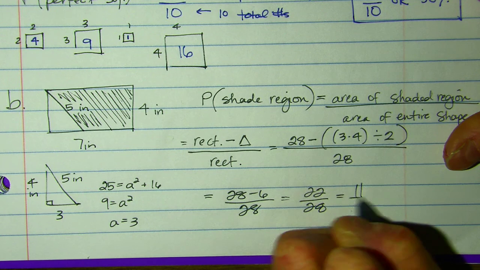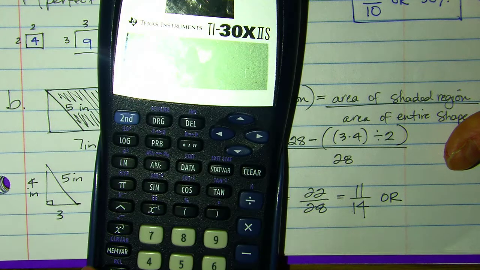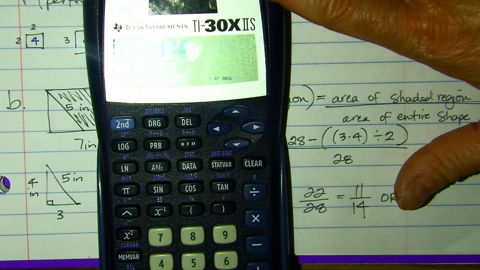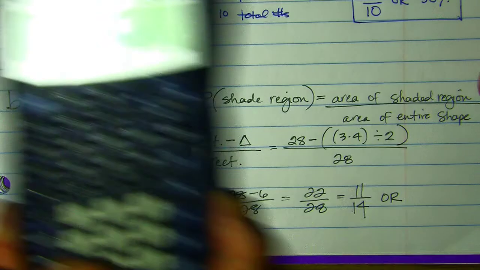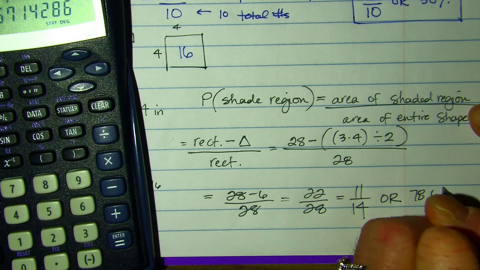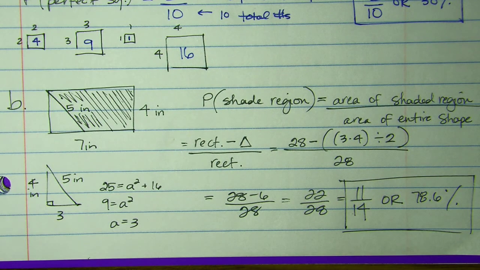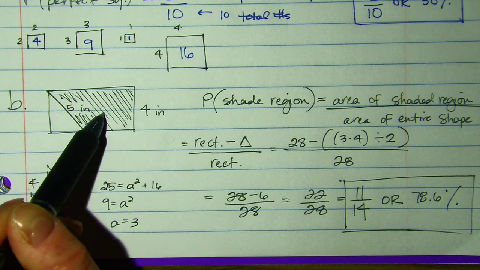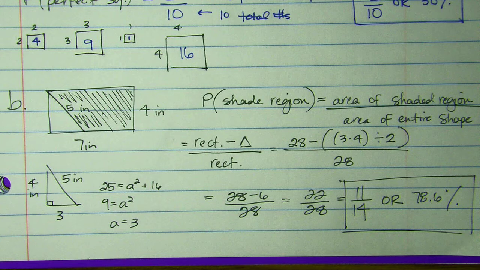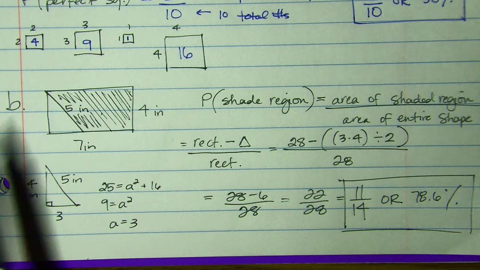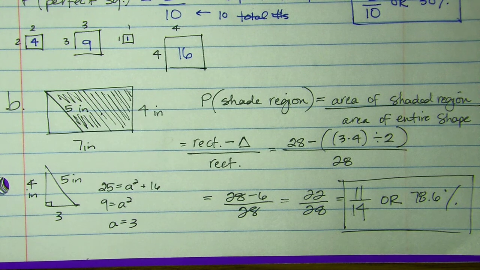I do expect you to reduce, so my probability is 11 out of 14, or if you wanted a percent, 11 divided by 14 is, sorry, that's a glare, is almost 79, so I would just say 78.6%. So that's the probability. And think of it this way, if I threw a dart at this shape, the probability that I'd land in the shaded region, since it's the majority, is over 78%. Okay. There is going to be one like that. So it's the area of your whatever region divided by the area of the total shape.